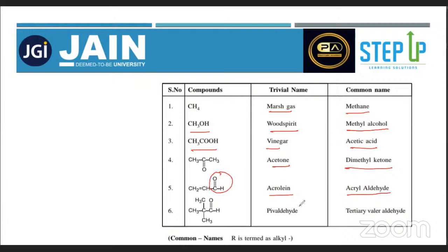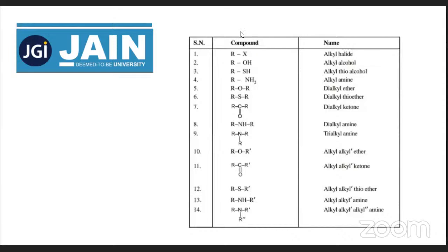This is valeraldehyde. This is pivalaldehyde, because it's tertiary valeraldehyde. So you can again find out what is here: this is an aldehyde group. The common names, this and all is important for you, but you are supposed to remember the common names only when you're done with IUPAC. If you're not done with IUPAC, you're not supposed to go into it. This is the name when I'm talking about the common name.